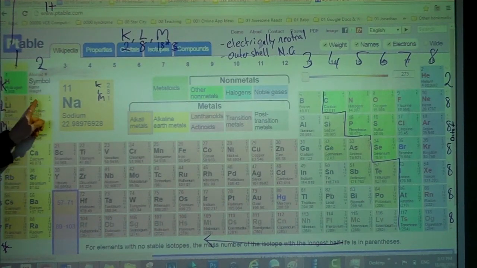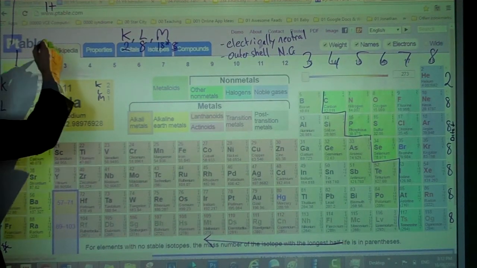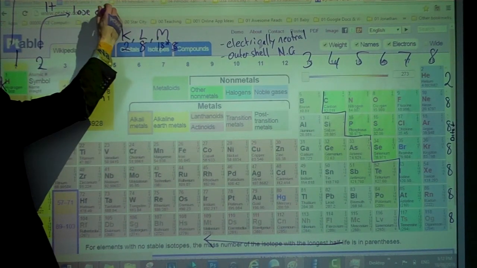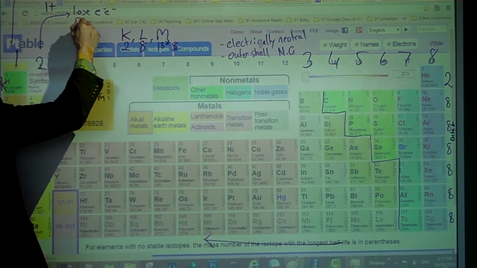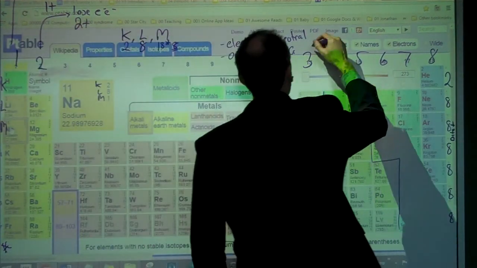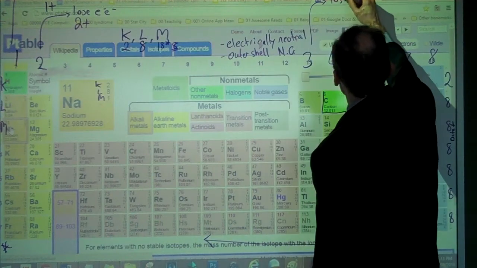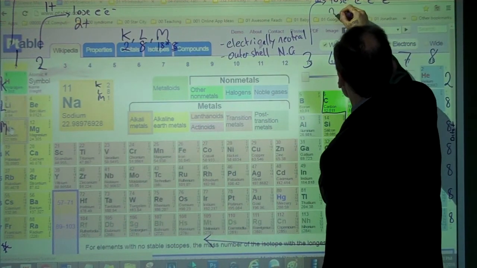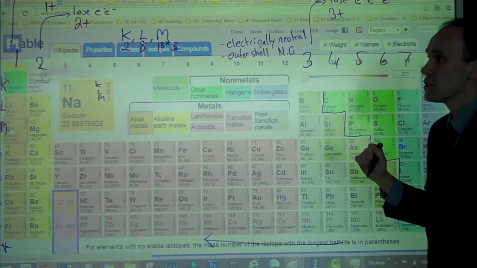Okay? Now, if the group 2 hold true, they will lose 2 electrons, and they will, of course, have a 2 plus charge. The group 3 will lose 3 electrons for a 3 plus charge.